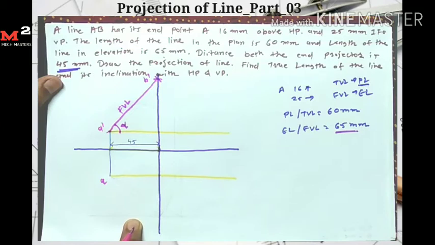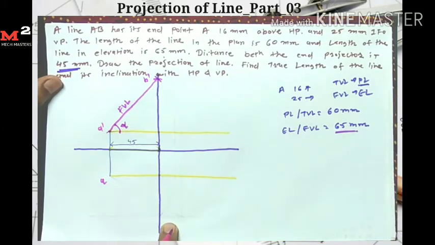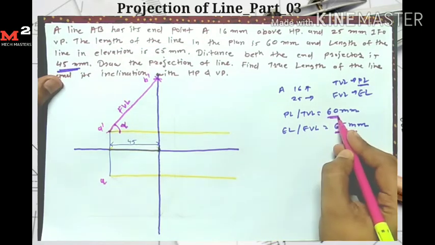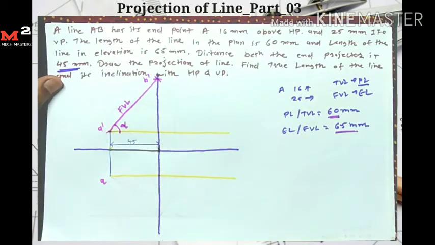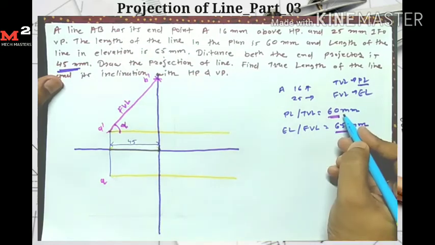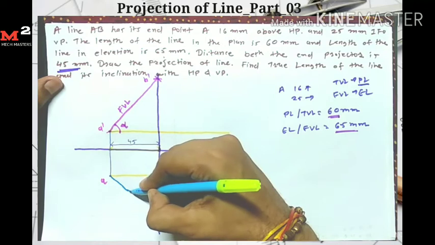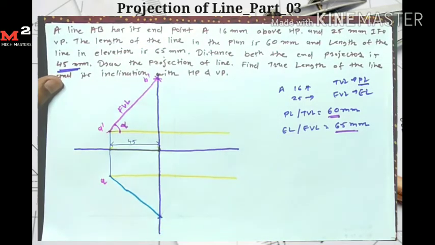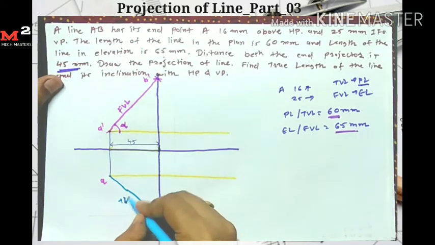Similarly, here the top view length is given as 60 mm. So for finding the point B I have two conditions. Its distance from point A is equal to 60 mm, and I get the point B on this vertical line. So I take A as a center and 60 mm as a radius, and draw one arc which intersects this vertical line here. So this is my final top view.